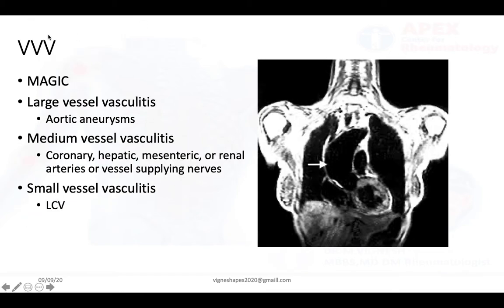So relapsing polychondritis is a variable vessel vasculitis. By affecting the large vessels, it can cause aortic aneurysms. By affecting the medium vessels, it can cause aneurysms or inflammation of your coronary arteries, the gut mesenteric vessels, hepatic vessels, renal vessels, and the vessels supplying the nerves.